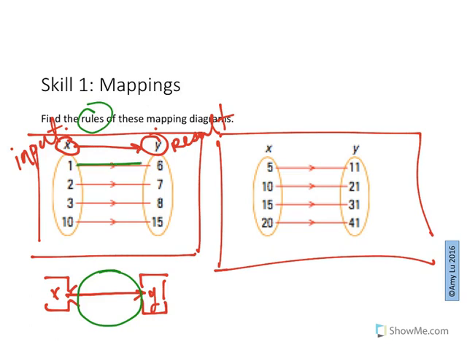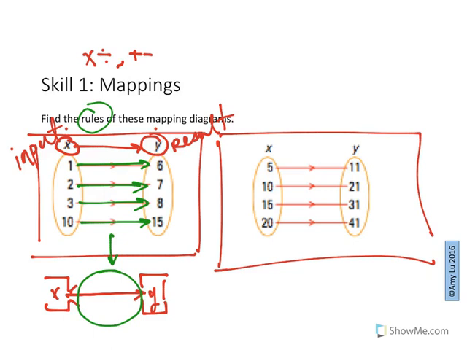How do I make 1 turn into 6, 2 into 7, 3 into 8, and 10 into 15? And it has to be the same machine. It has to be the same rule each time. So I might play with two things. I might play with multiplication or division, and then I may play with addition and subtraction.